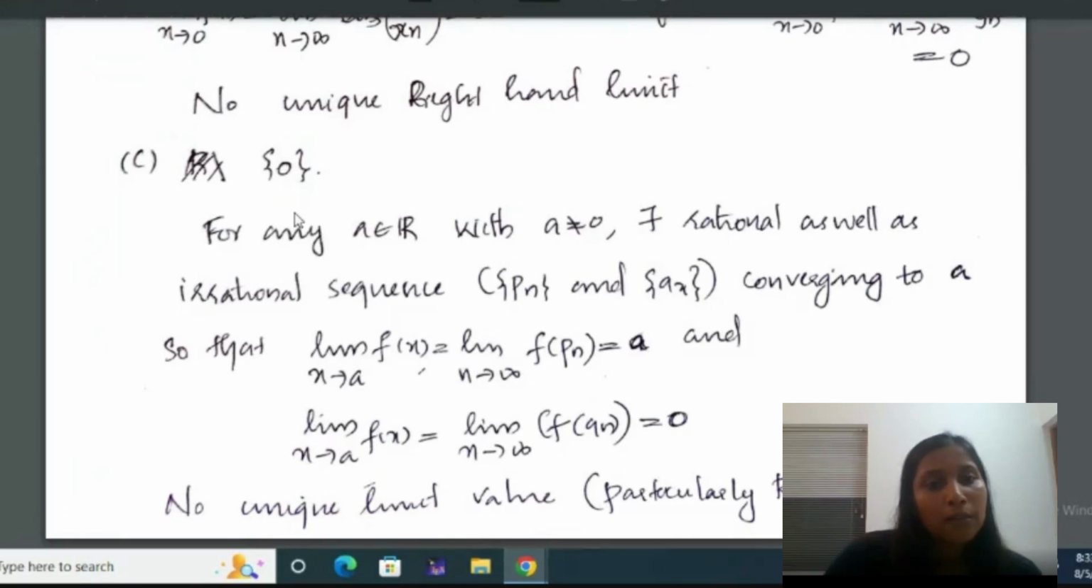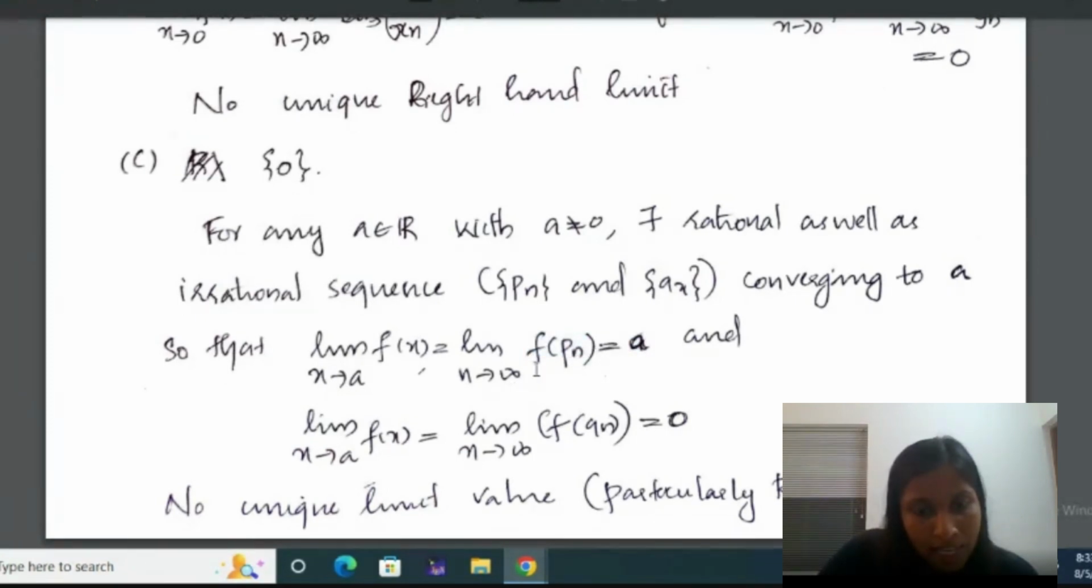If we take any non-zero point, using the density theorem we can say that there exist sequences p_n and q_n converging to that point. So limit as x tends to a. If that limit exists, then this value should be equal. So at one point, it is the identity function.